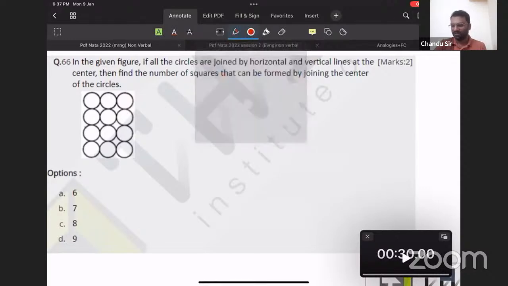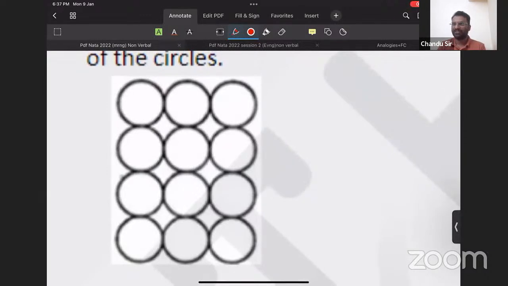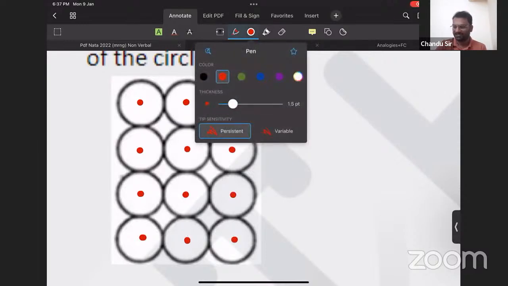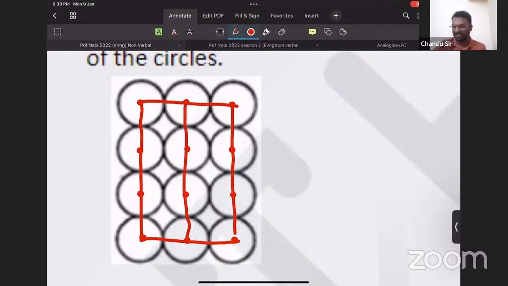Let me connect through the centers. Let me find the centers first. I just zoom the question over here. I'm assuming these are the centers. Plenty of questions for connecting centers have been asked earlier in other exams also. That is why NATA also tried to ask questions in an indirect way. Earlier, NATA was directly asking counting questions. From the last 2 years, they changed the counting question into an indirect manner.